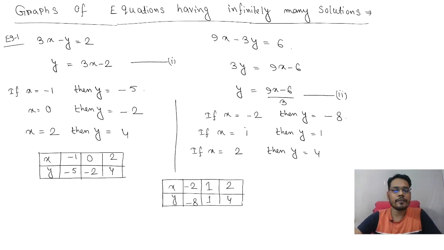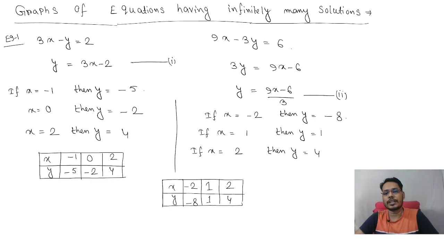Now, if there are equations where it has infinitely many solutions, how can we draw the graph? So the first equation, 3x minus y is 2, so y will be 3x minus 2, and 9x minus 3y equals 6, y equals 9x minus 6 by 3. If you put in the first equation x as minus 1, y will be minus 5. If x is 0, y will be minus 2. If x is 2, y will be 4.